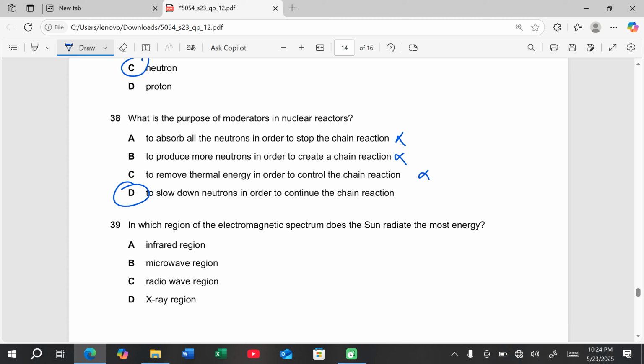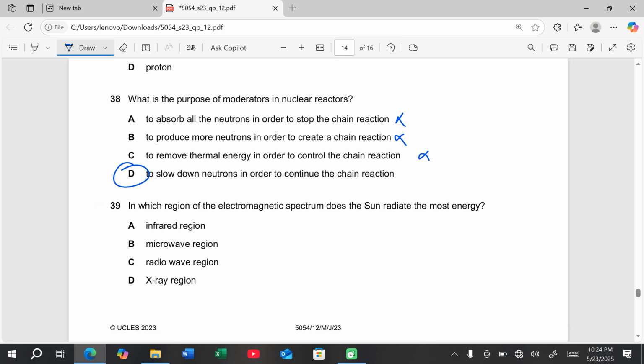In which region of the electromagnetic spectrum does the Sun radiate the most energy? So it is in the infrared region.